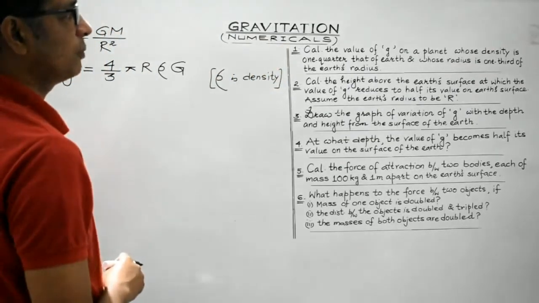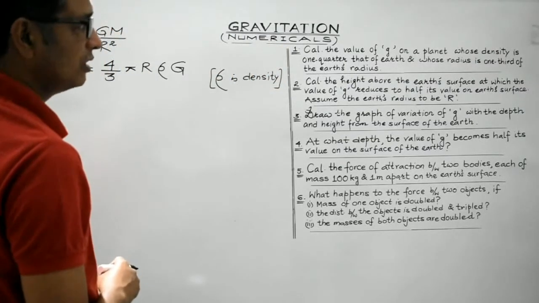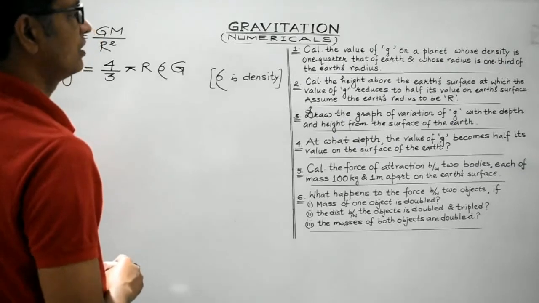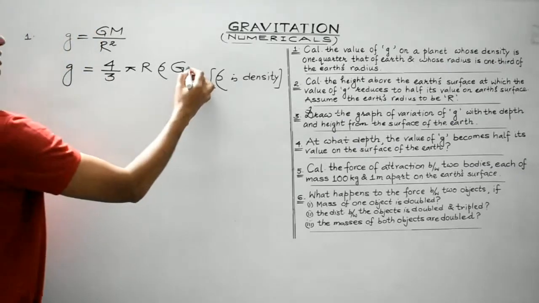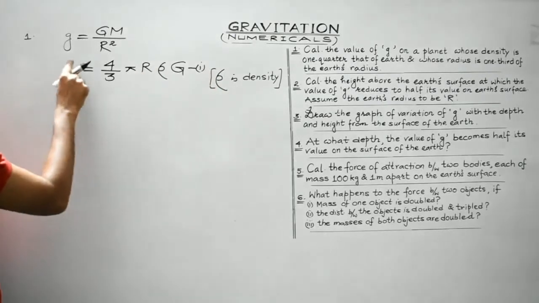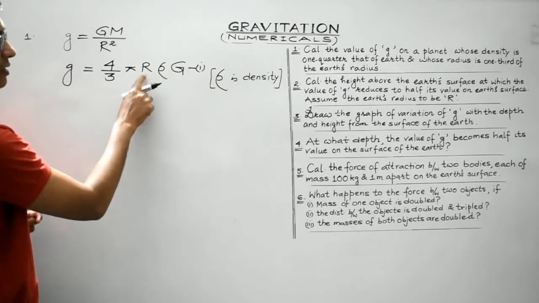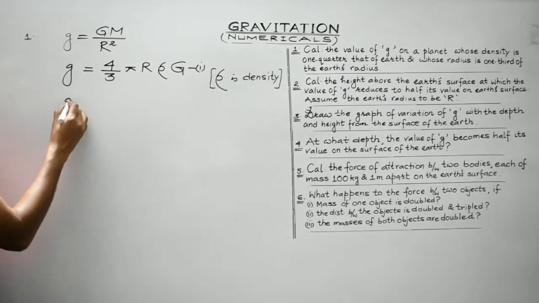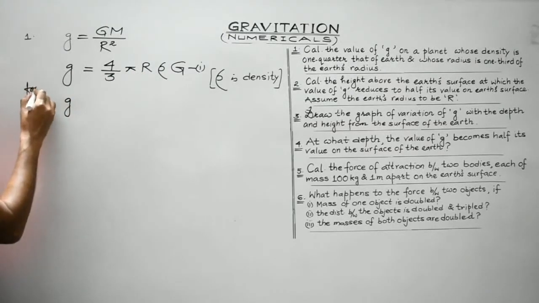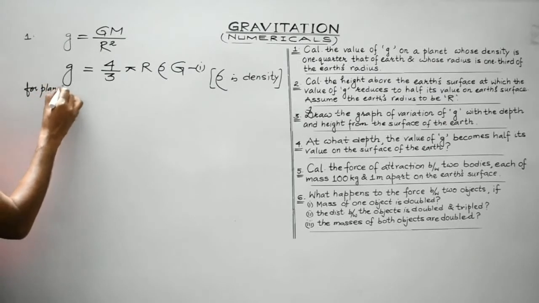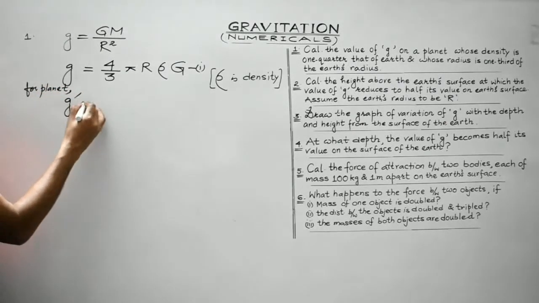Calculate the value of g on a planet whose density is 1/4 that of Earth and whose radius is 1/3 that of Earth's radius. Suppose we put this as equation number 1: g = 4/3 π R ρ G. This is the value of acceleration due to gravity on the Earth's surface. This is the density of the Earth, this is the radius of the Earth. Now, for the planet, suppose the value of acceleration due to gravity is g dash.